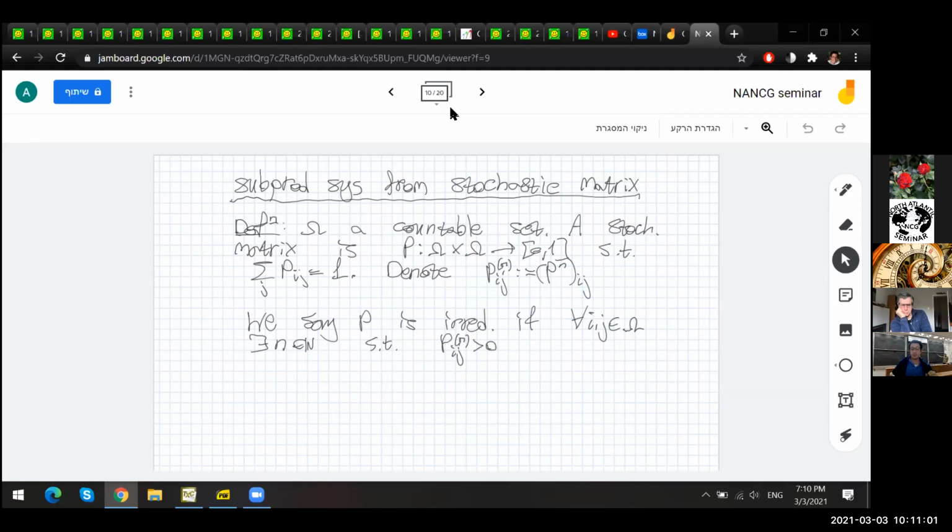So how should you think about a stochastic matrix? Another way to think about it is that it gives you a directed graph. E_p is the set of edges ij such that p_ij is greater than 0, and that's a directed multiplicity-free graph. And ij is an edge in that graph if there's some positive probability of moving from i to j. Okay? So let's make another definition.